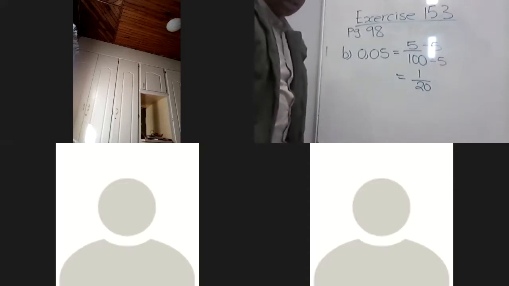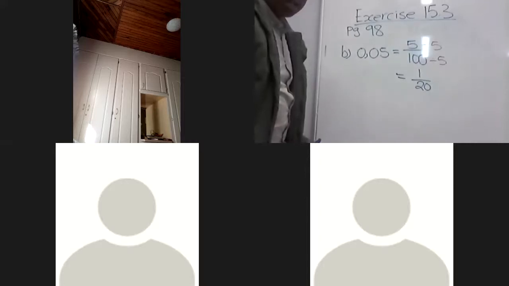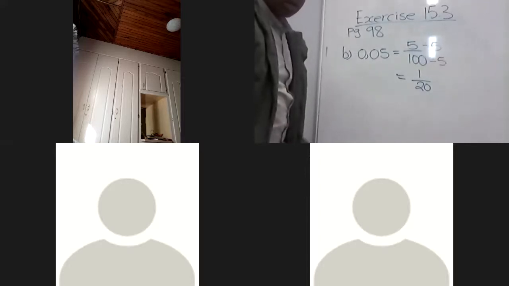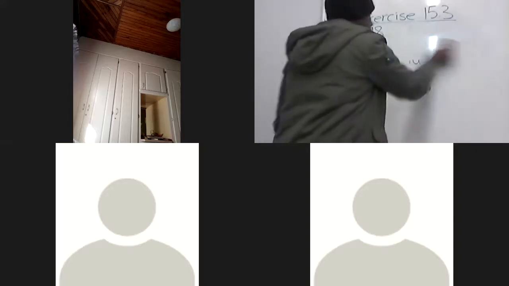Just going to try and turn the board like this to see if this reflection of light can move away. Okay, I can't get it done. Please bear with me.